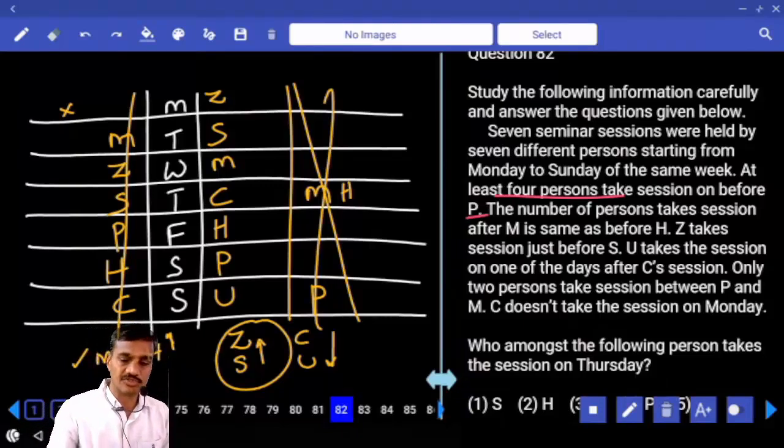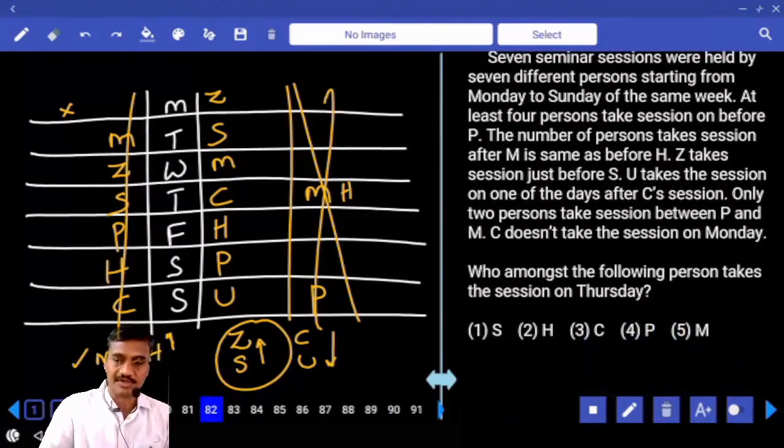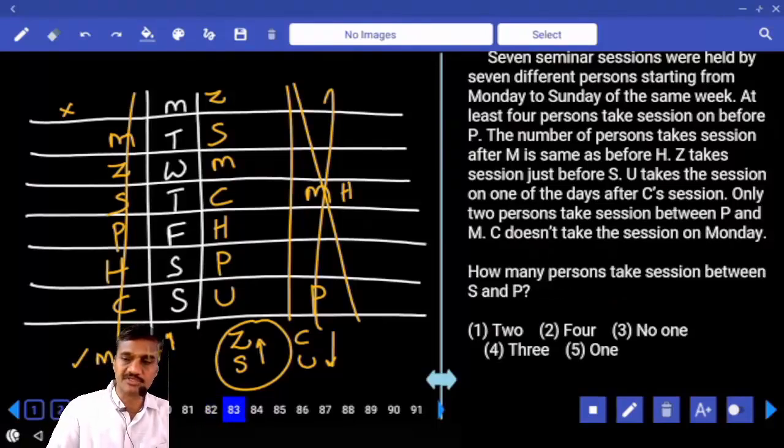Now this is about question number 82 onwards. Now who among the following persons takes the session on Thursday? And who is on Thursday? C, that is choice 3. And how many persons take session between S and P? Between S and P exactly 3, choice 4.